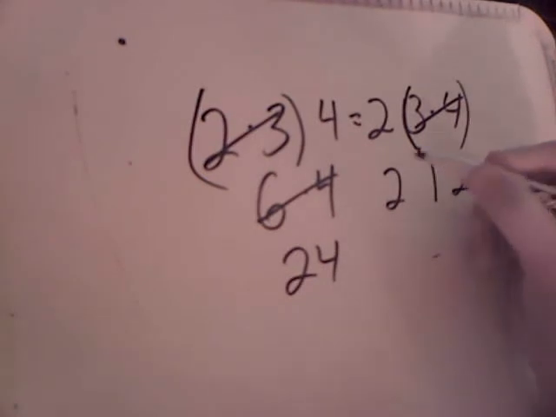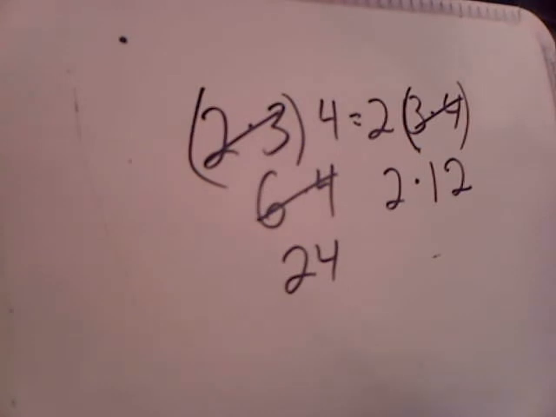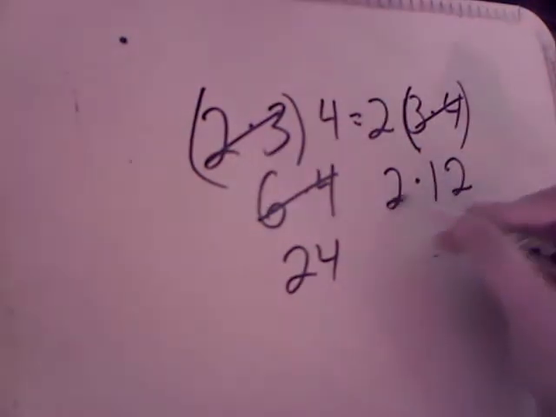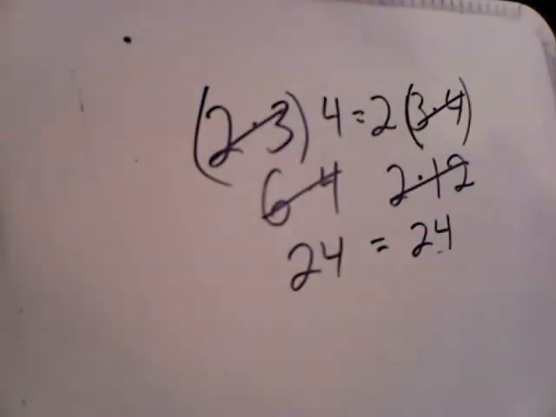Drag down the 2, and because there's no sign, we can't just leave it like that. We have to put the multiplication sign. Otherwise it looks like 212. 2 times 12 is also 24.